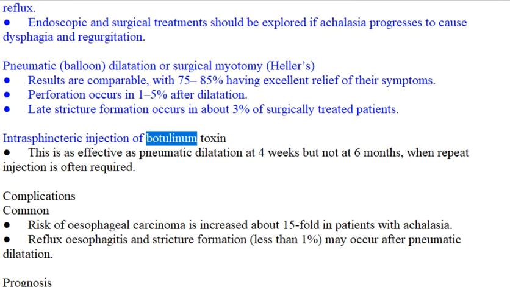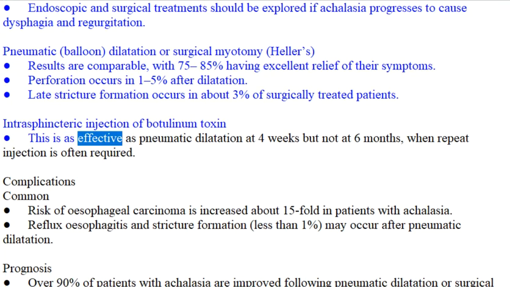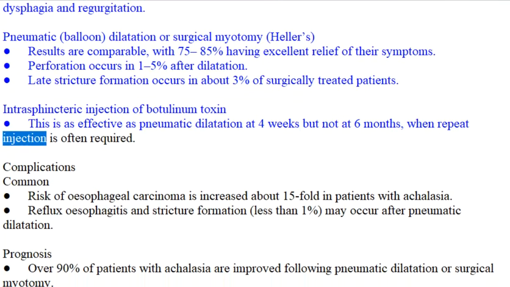Intrasphincteric injection of botulinum toxin. This is as effective as pneumatic dilatation at 4 weeks but not at 6 months, when repeat injection is often required.